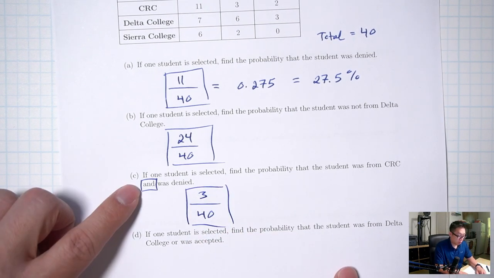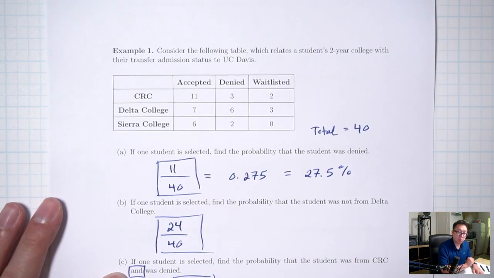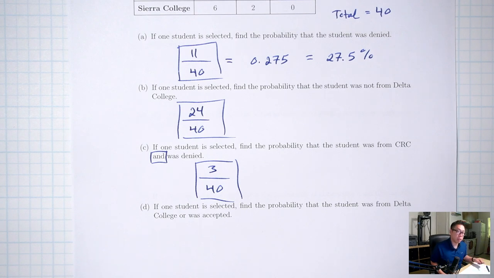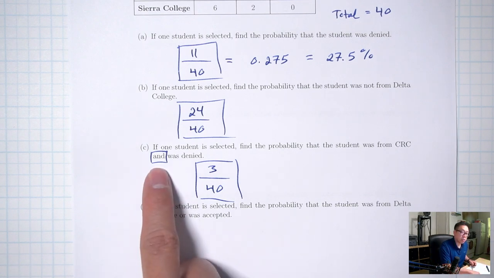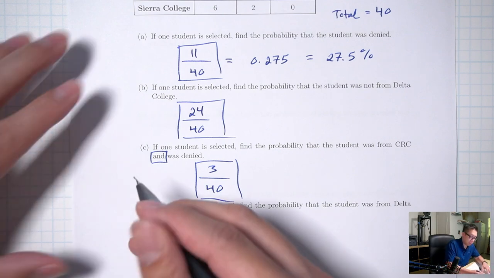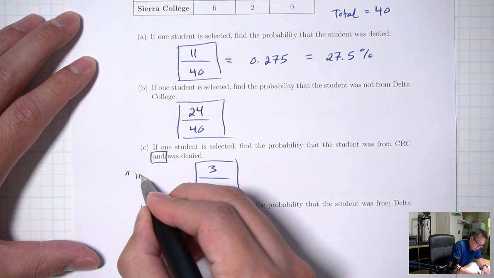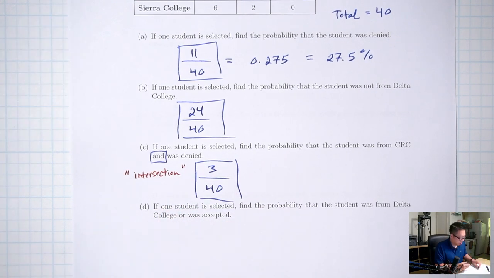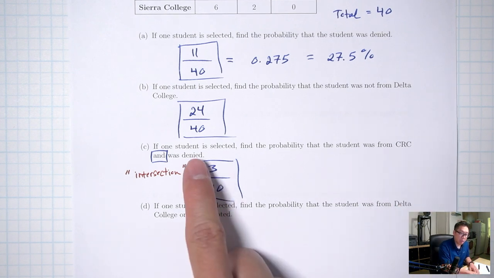As a tip for ands, it should be just a single number on your table. And to tie this back to the set theory unit that we just finished, ands correspond to intersections. And what I'm doing here is I'm taking the set of CRC students, the set of students who were denied, and then looking at the intersection, okay, which is the students who are in both sets at the same time. So the students who are both CRC students and at the same time denied.